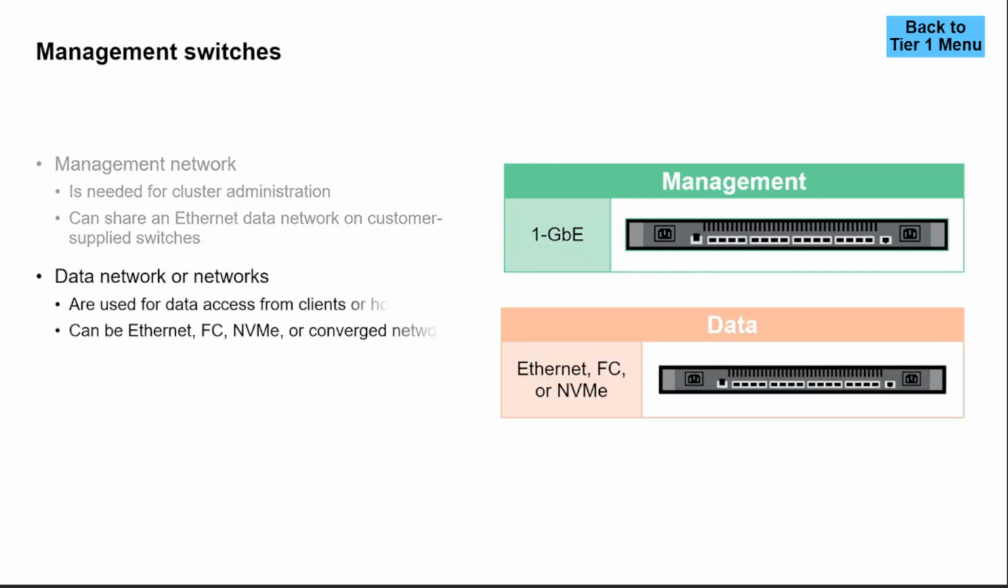The data network can be composed of one or more networks that are primarily used for data access by clients or hosts. Depending on the environment, there might be an Ethernet, FC, NVMe, or converged network. These networks can consist of one or more switches or even of redundant networks.